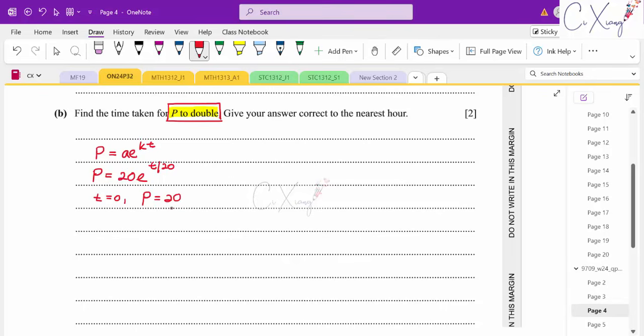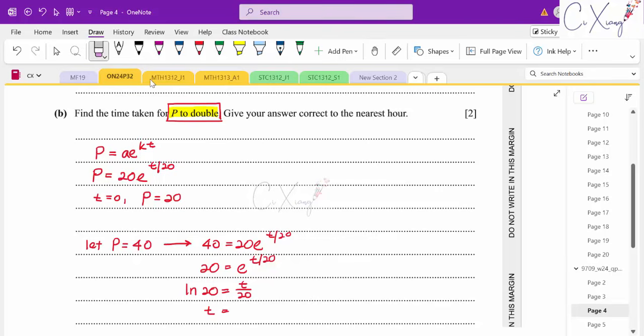So that means now, if I want to make the P double, so double means I want to let the P equals to 40. And I want to know what happened to the time that I get. So P equals to 40 equals to 20 e power t over 20. So simplify the equation. Then to find out the value for t, you can take ln both sides. And eventually you get t over 20 equals to ln 20. Then again, just try to move all the number to one side and simplify them.